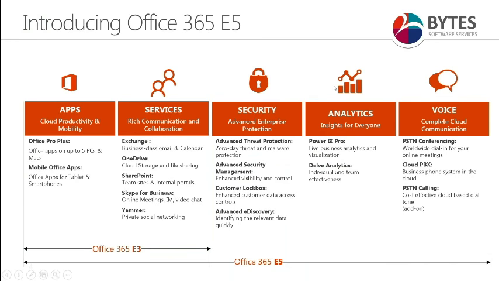So Office 365 E3, which you may be familiar with, includes the client, so Office 365 Pro Plus. It also includes the Office mobile apps as well as services such as Exchange Online, SharePoint Online and Skype for Business Online. The new E5 suite includes additional security, analytics and enterprise voice functionality.